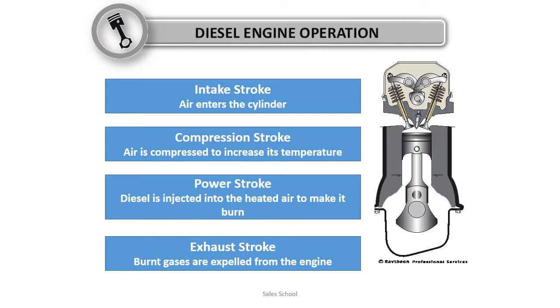Now, we are going to see the working of a diesel engine. Similar to petrol engine, diesel engine also consists of 4 strokes: intake, compression, power, and the exhaust stroke. In intake stroke, the air enters the combustion chamber. In compression stroke, air is compressed to the maximum pressure, which also increases its temperature. In power stroke, diesel is injected into the compressed air and burns it to generate the power. In exhaust stroke, all the burned gases are sent out.